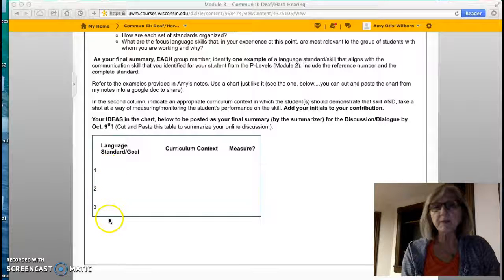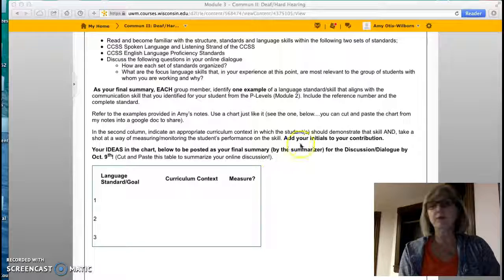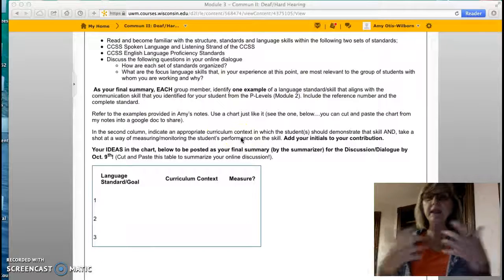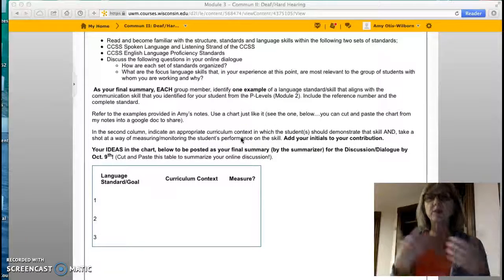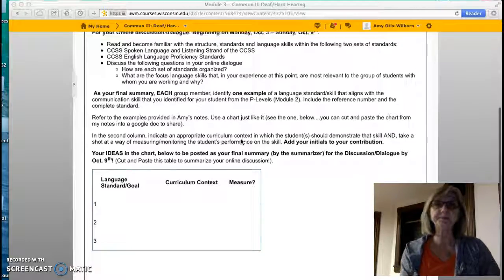So if you have 3 people in your group, each person is going to contribute a goal. Each person is going to contribute a curriculum context, like where might that goal be used. And then each of you will just think about a way that you might measure a student's progress on that. That is really the focus of week one, to help you begin to match those standards with what your students' needs are.